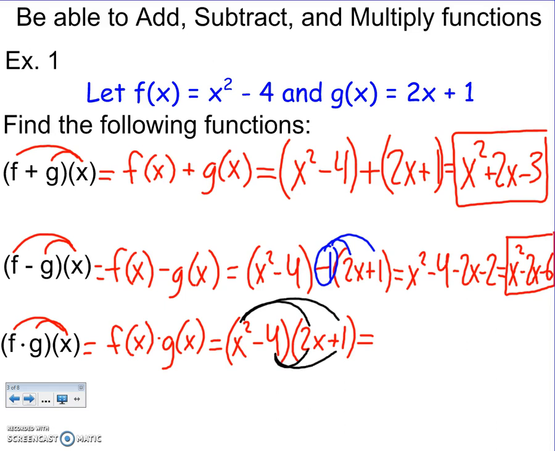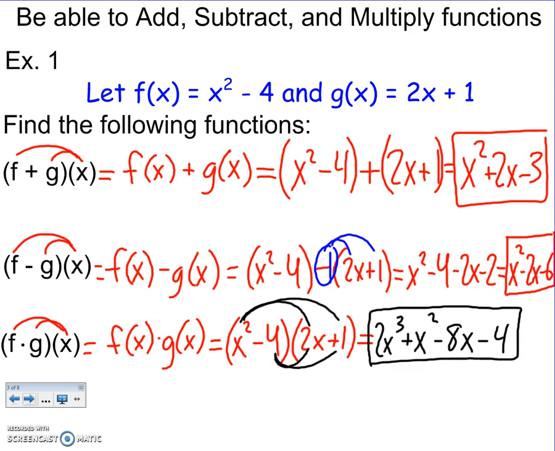So x squared times 2x is 2x cubed. X squared times 1 is x squared. Negative 4 times 2x is negative 8x. And negative 4 times positive 1 is negative 4. None of those combine, so that's my answer there. Maybe you haven't done a double distribute problem or a FOIL problem in a long time, but that's how you do it. You do not just multiply the x squared and 2x and the negative 4 and 1. There are 4 different things.